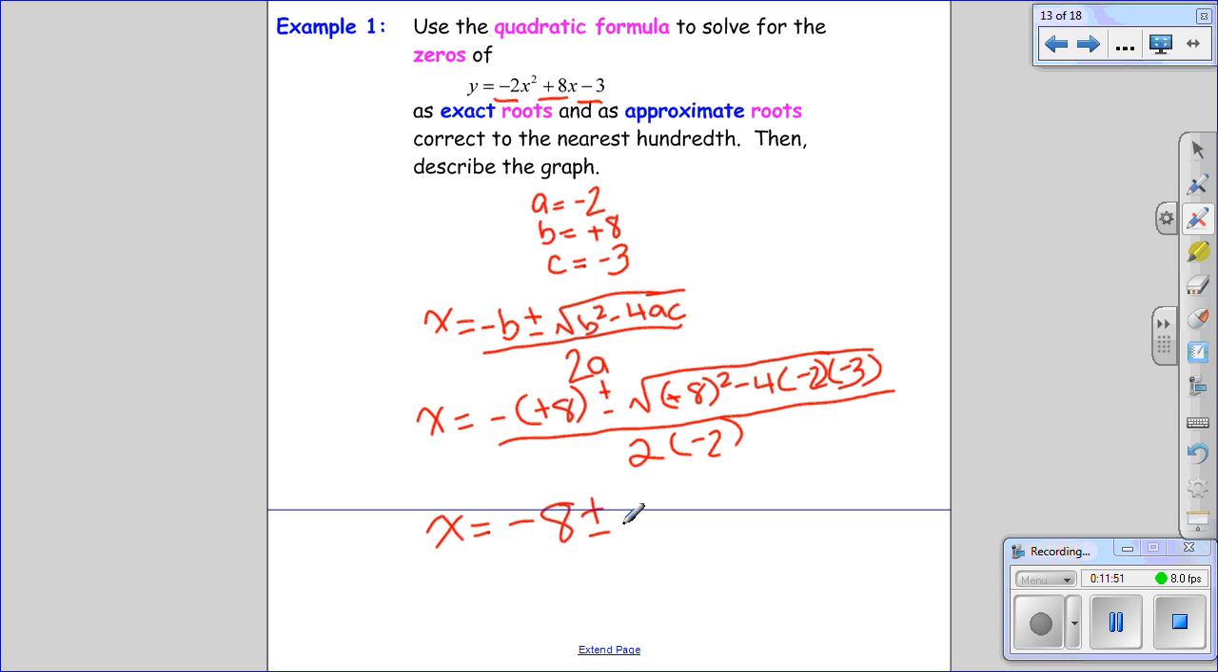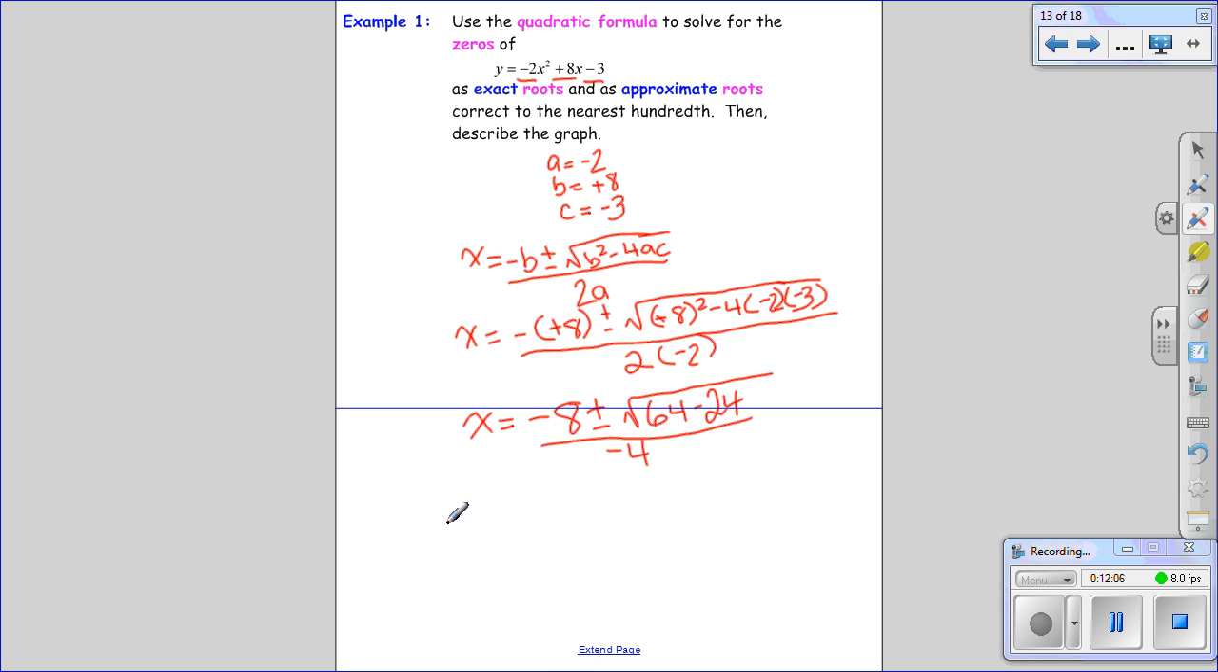Negative 8 plus or minus square root positive 64 squared. I'm using bed math here again, guys. Negative times negative times negative is negative. 4 times 2 times 3 is 24. All over negative 4. X equals negative 8 plus or minus square root of 40 all over negative 4.